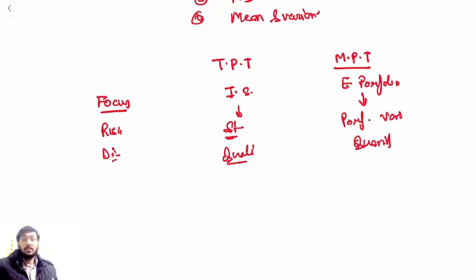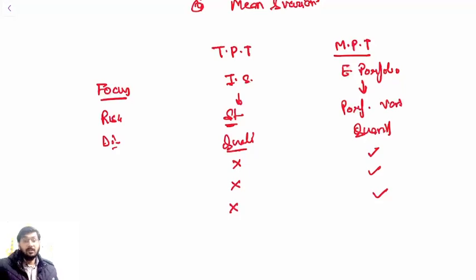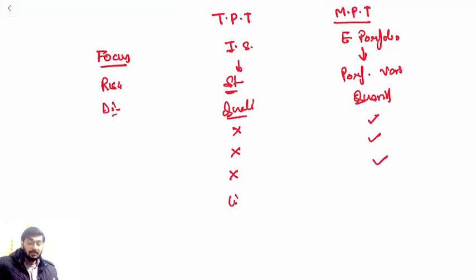Clear? Correlation is not considered in traditional portfolio theory, but it is considered in modern portfolio theory. No mathematical models, whereas we have mathematical models. Optimal portfolio is not defined in traditional portfolio theory, but it is defined in modern portfolio theory with the help of the efficient frontier. Clear? Risk reduction is limited because you are just using a qualitative approach, but over here it is scientifically proven. Clear? So this is the difference between traditional and modern portfolio theory.